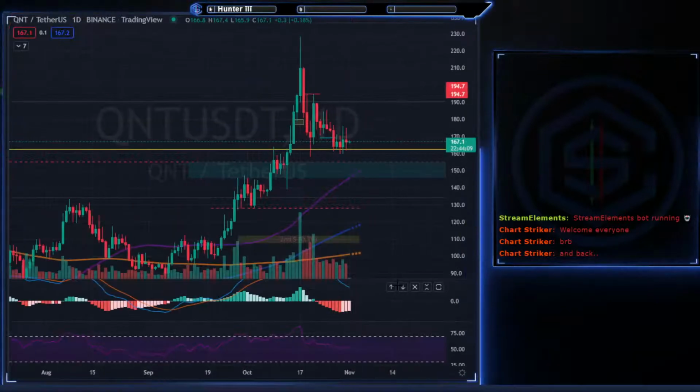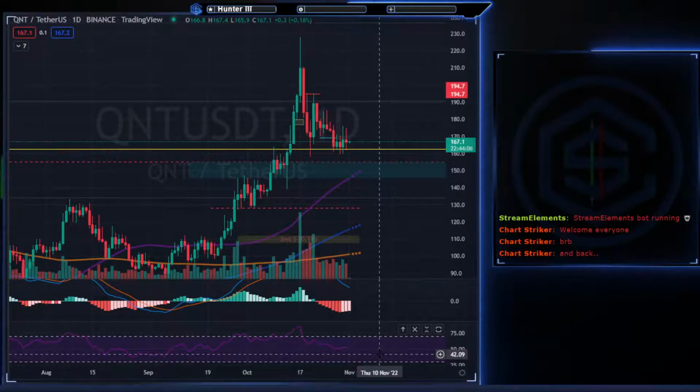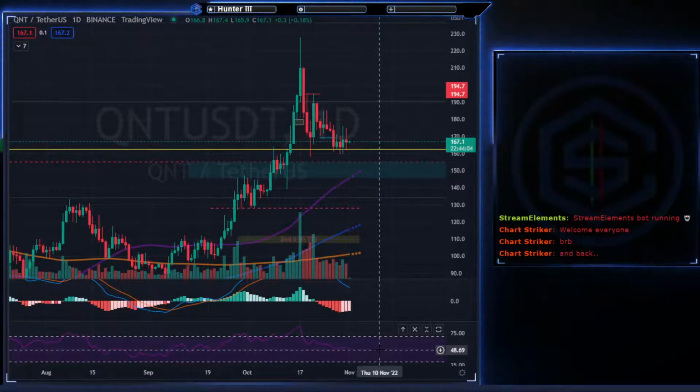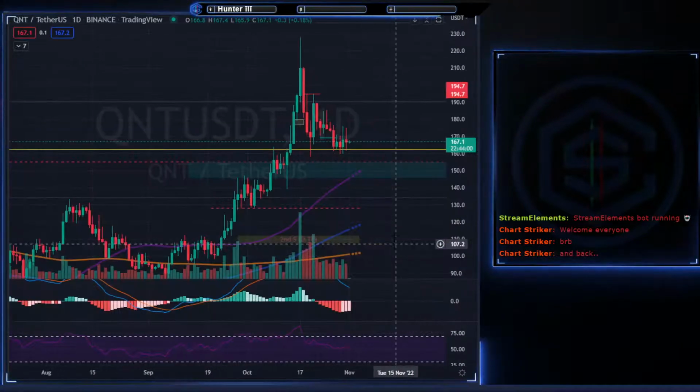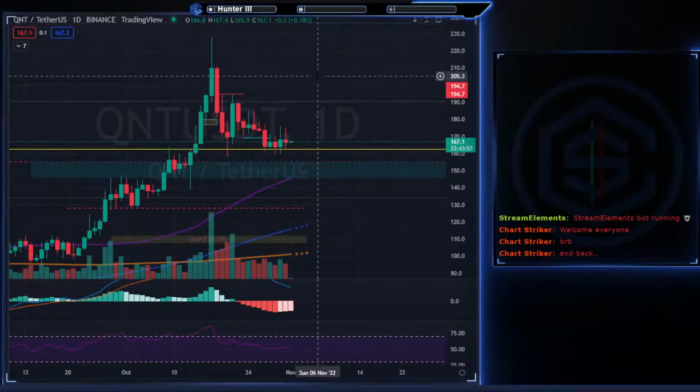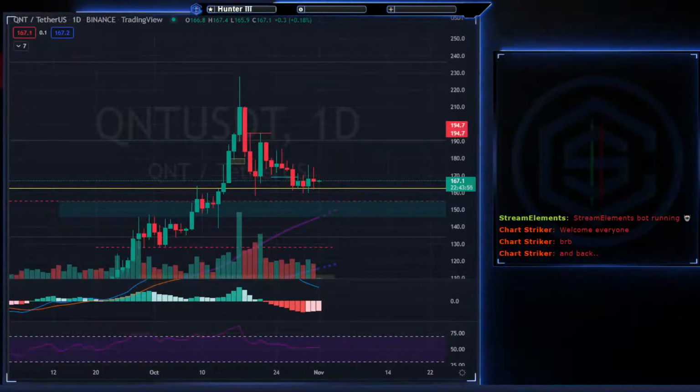Daily bullish divergence showing on the MACD. Not bad. Nothing on the R side though. So that's quant, ladies and gents.